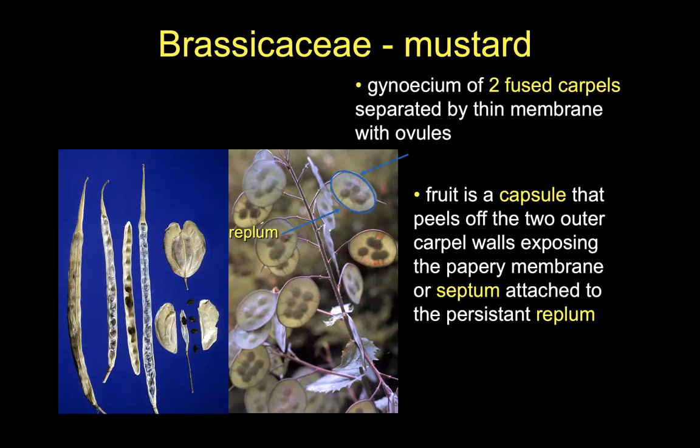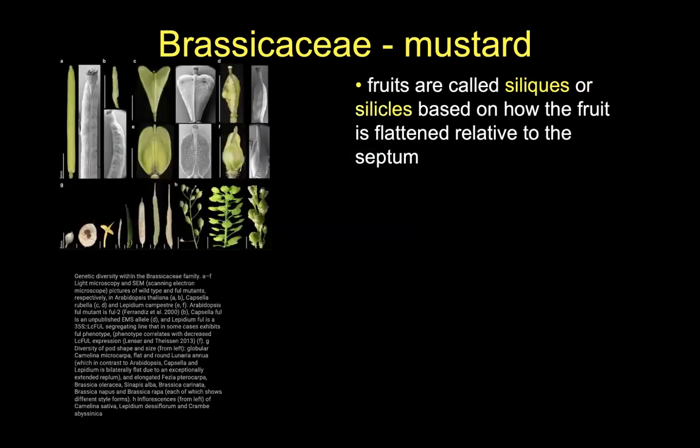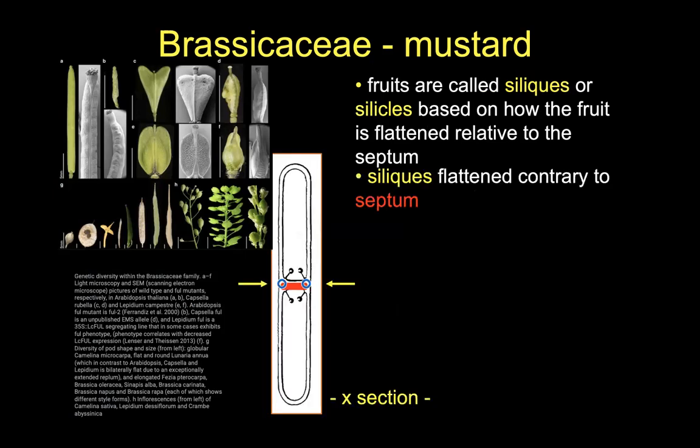So that's the diagnostic fruit feature of the Brassicaceae. And then you can batch all Brassicaceae fruits into two types, siliques or silicles. I remember sleek, silique, which are long and skinny, and then silicles are the much more squat, nearer to round form. So what's going on there? Siliques are flattened contrary to that septum, that inner membrane. So that's what's showing here. We have the red center, and then you push it that way, and that gets that long, skinny balloon in cross section.